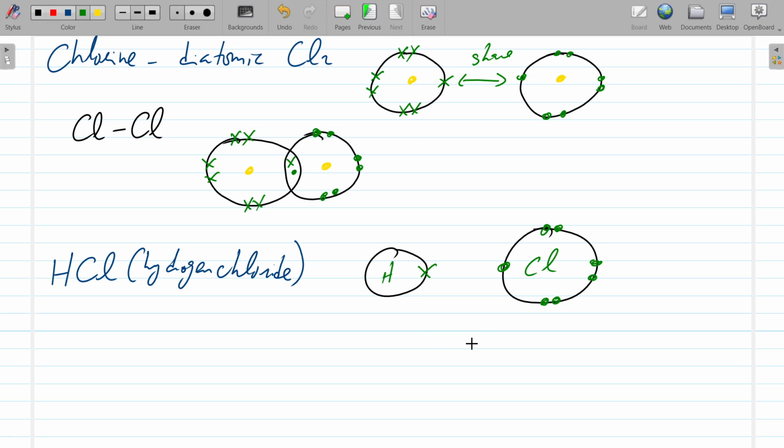And what you get when they bond covalently is a sharing of electrons, and that gives you HCl. Now when you draw it, you need to be neater with your circles. Hydrogen has 2, which it needed to be stable and complete. Chlorine has 8, and you have HCl. Normally you should write it like this, but if you want to show the bond, HCl, that's the covalent bond.